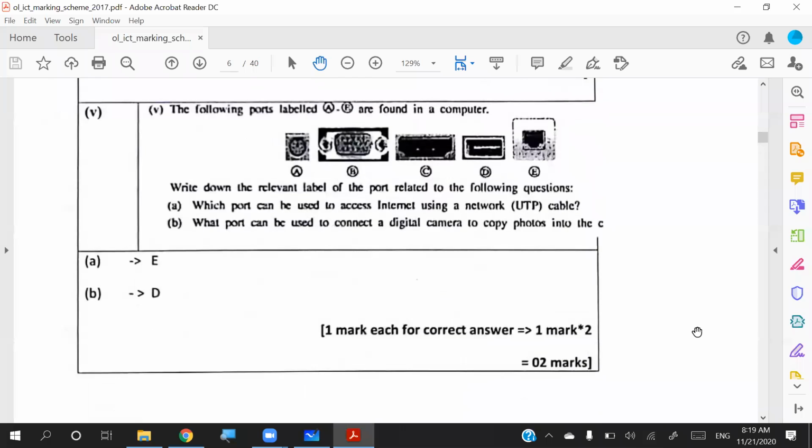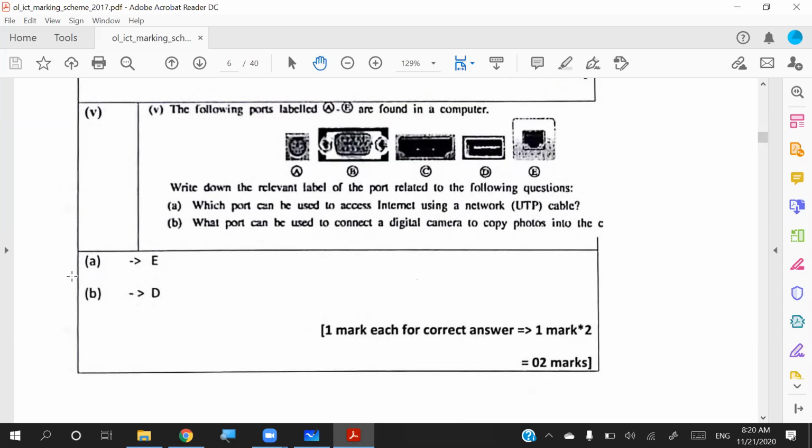Okay, moving forward, the 5th one. The following ports, label A to F, are found on the computer. Write down the relevant label of the port related to the following questions. Which port can be used to access internet using a network, UTP cable, network cable? So it's going to be the RJ45 port, which is the E port, right? So for A, it's going to be E.